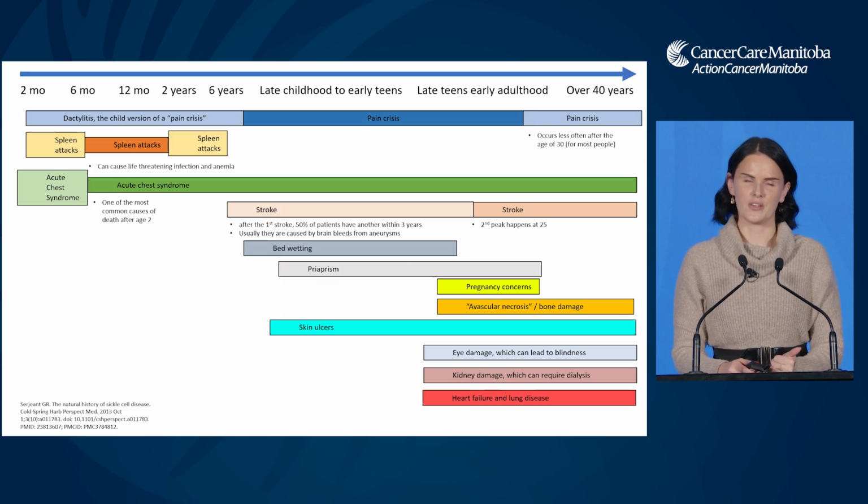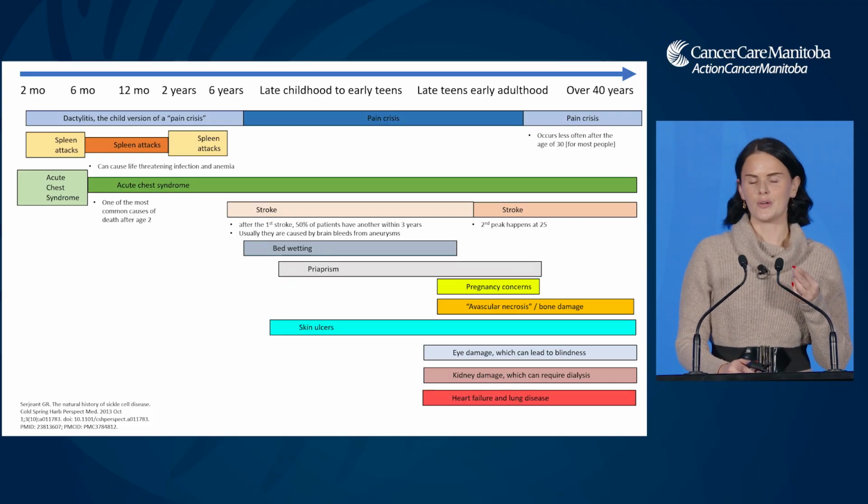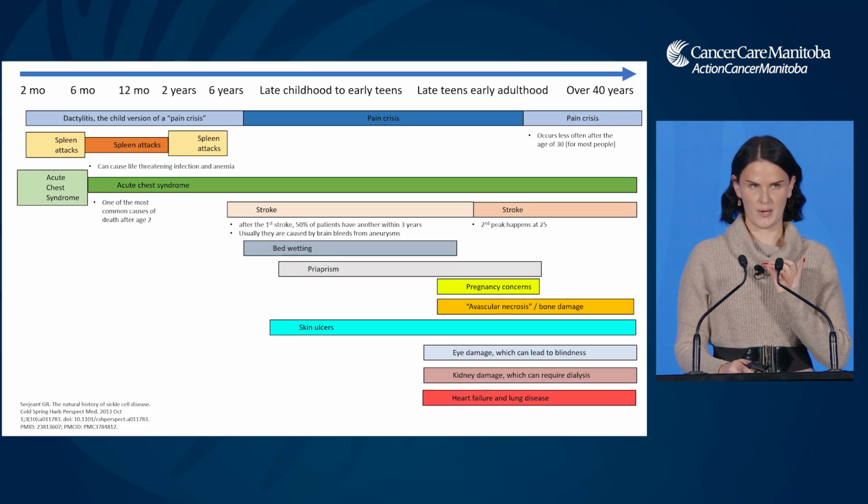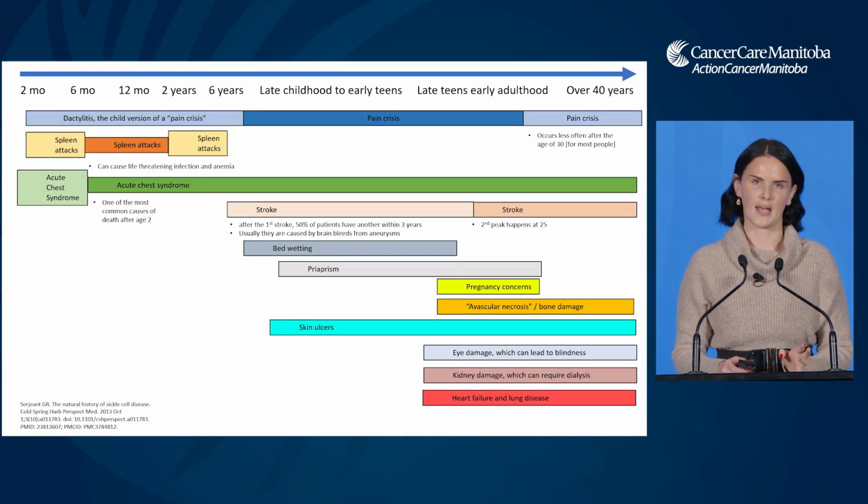One other thing here you can see is skin ulcers. Now, interestingly, you can also have skin ulcers from being on hydroxyurea. Yet having sickle cell disease can also do it completely on its own, and they tend to occur near the ankle.